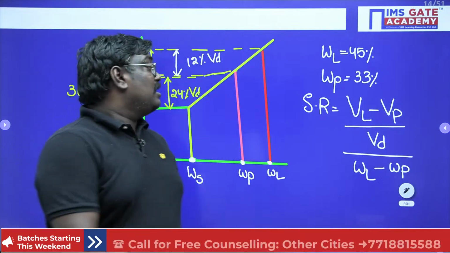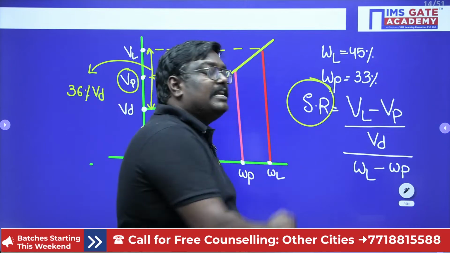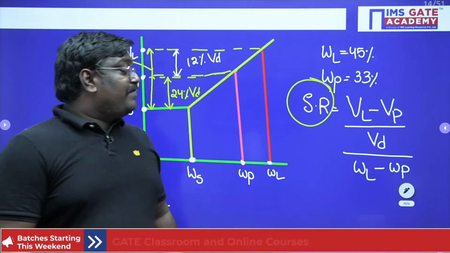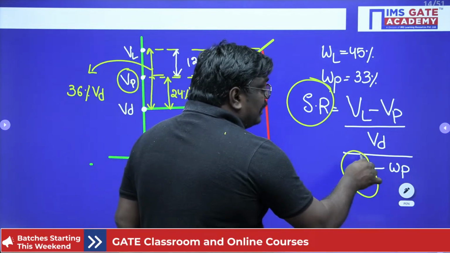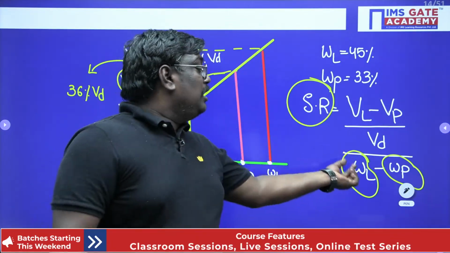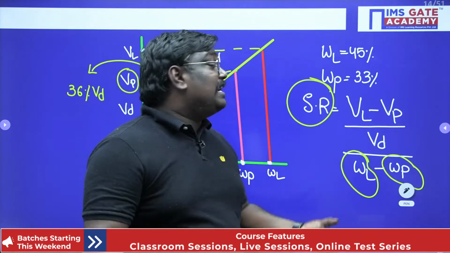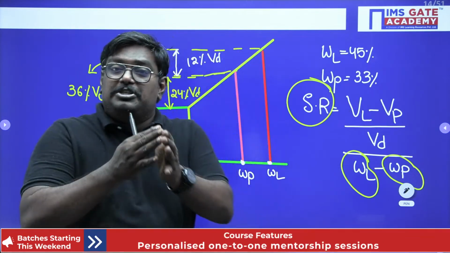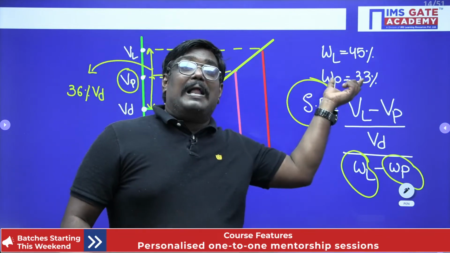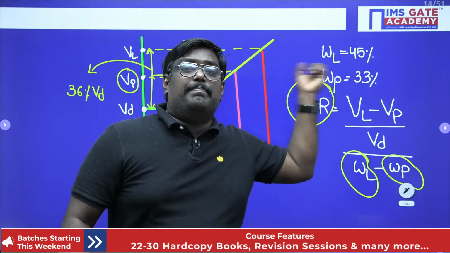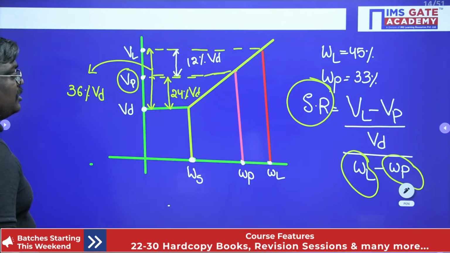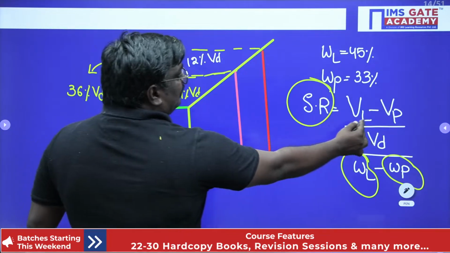Remember, students, I have taken this formula for shrinkage ratio only because in the problem they have given us the data related to liquid limit and plastic limit. So the values which you know are liquid limit and plastic limit. Shrinkage ratio can be expressed in different ways, with different formulas, but as the problem has given the data for liquid limit and plastic limit, I have solved it this way. Clear?